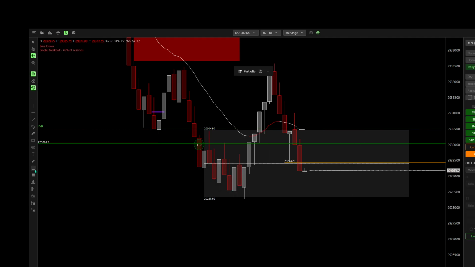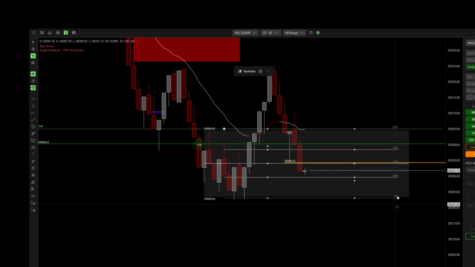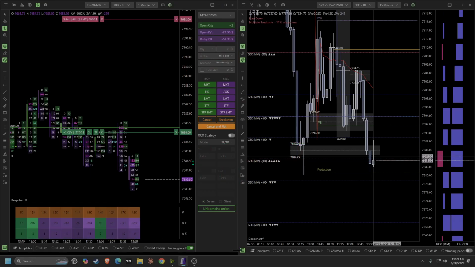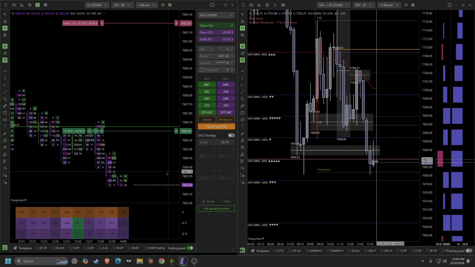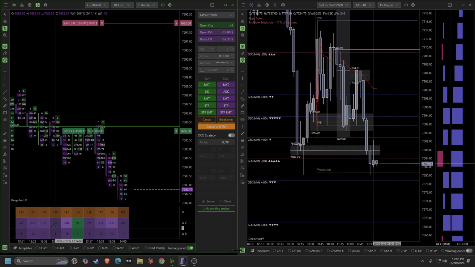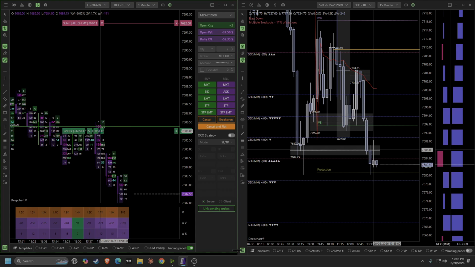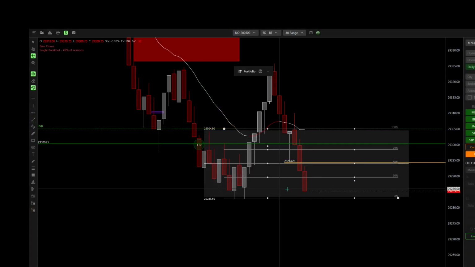So we're starting to take a little bit of heat up here. Lots of selling pressure. We should have been out of this trade already. Gonna wait for it to break through this range though.